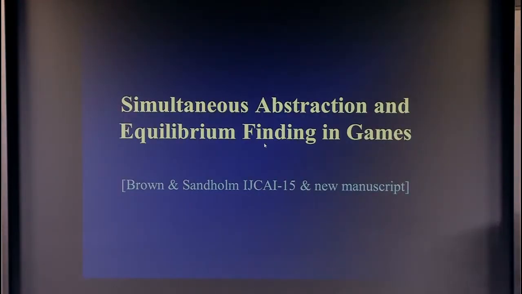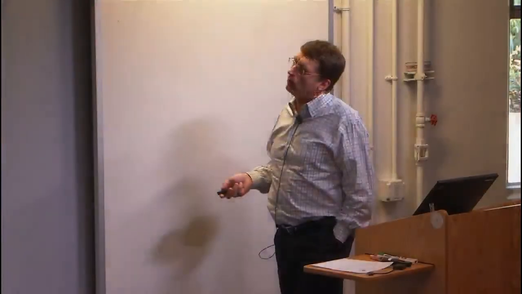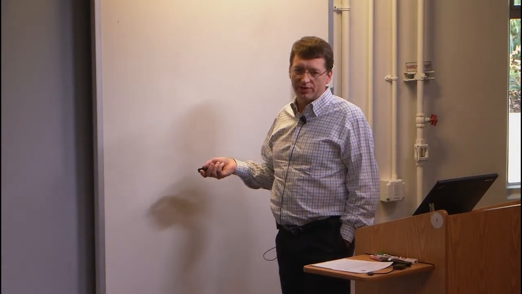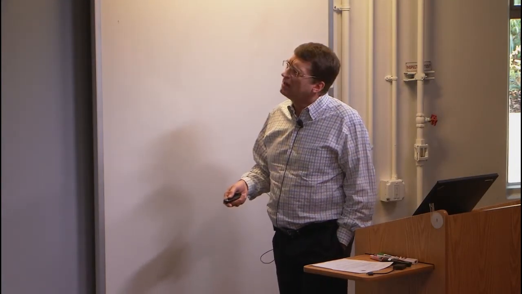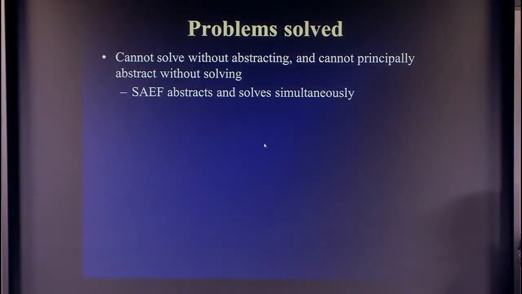Here's a new idea, simultaneous abstraction and equilibrium finding. I'm not going to go into the details, I'll just say what is the problem that's being solved here and how it does it at a high level. So we can't solve a game without abstracting it first. But at the same time, in principle, you can't abstract without solving, because what should be abstracted together depends on the probability vectors at those information sets.